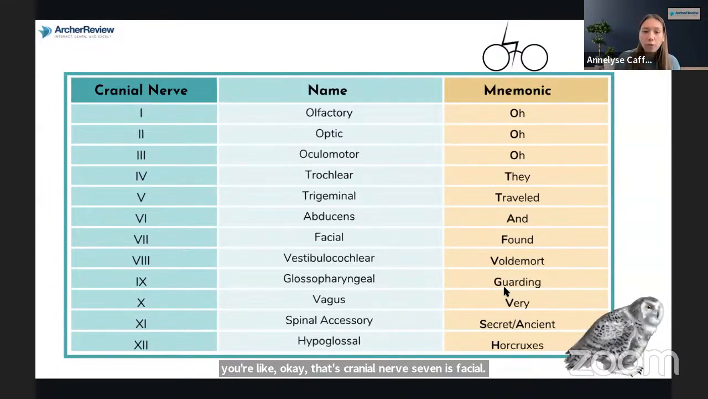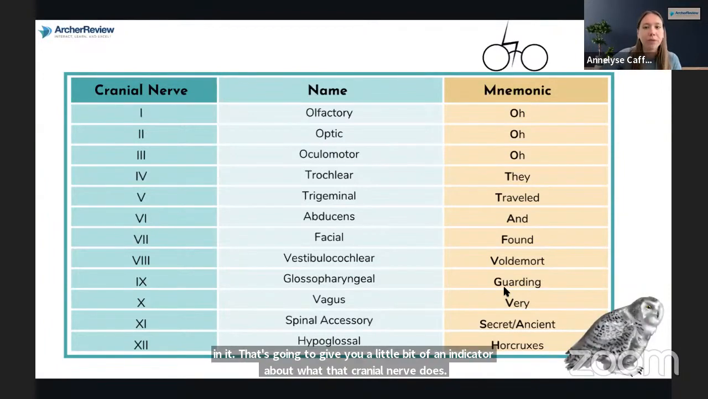Some people also find it helpful to remember the name rather than a mnemonic, understanding what it is. So glossopharyngeal, it has the word pharynx in it. That's going to give you a little bit of an indicator about what that cranial nerve does. So sometimes the names can be super helpful.